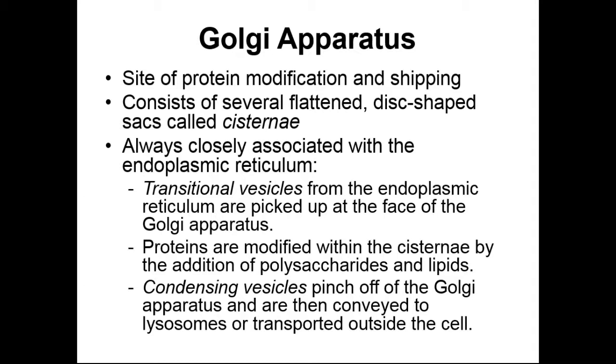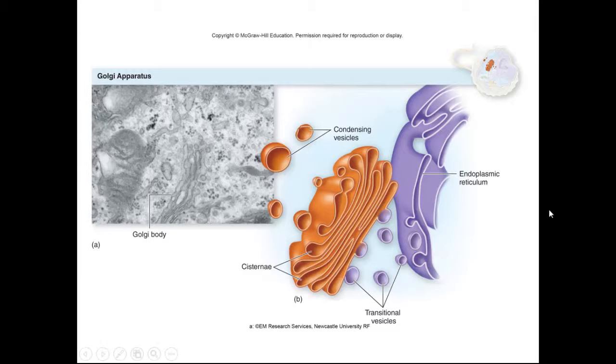And then finally we have condensing vesicles on the far side of the Golgi apparatus away from the nucleus. These condensing vesicles will pinch off and carry proteins to lysosomes, or carry proteins to the extracellular environment for secretion. So from the ER, we'll have a transitional or transport vesicle bud off and then merge with the Golgi apparatus, and then the proteins are modified, potentially having lipids or carbs added, and then condensing vesicles come out the other side.